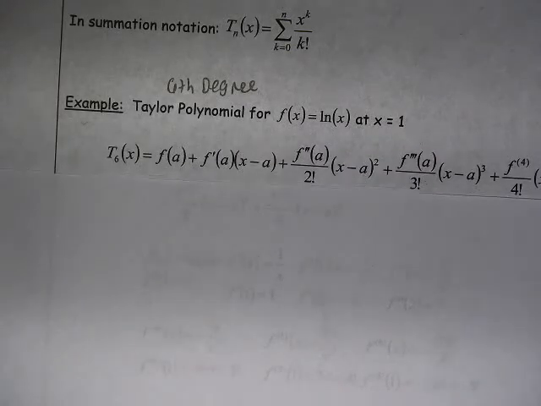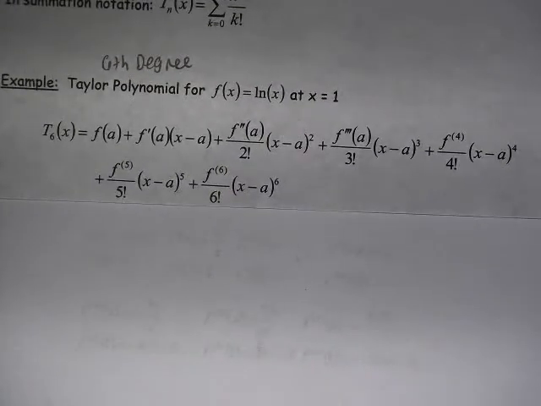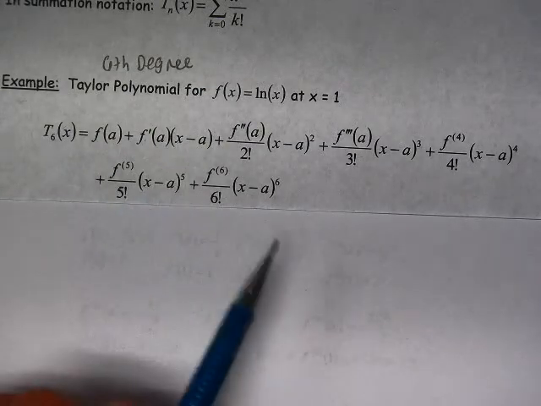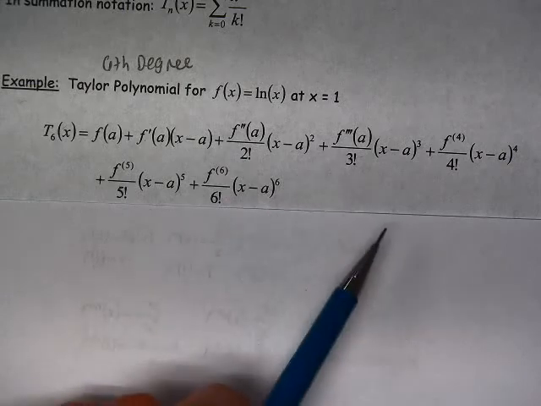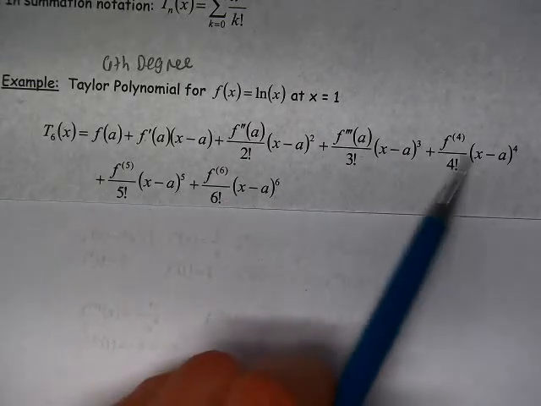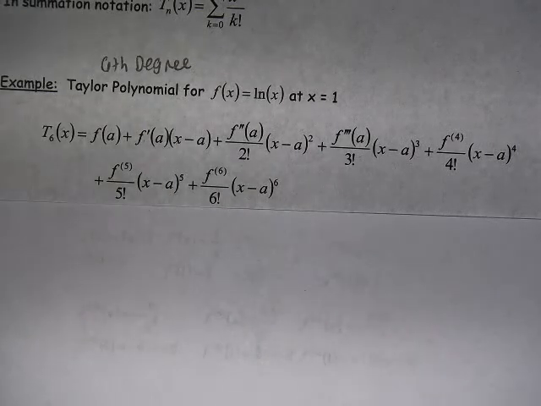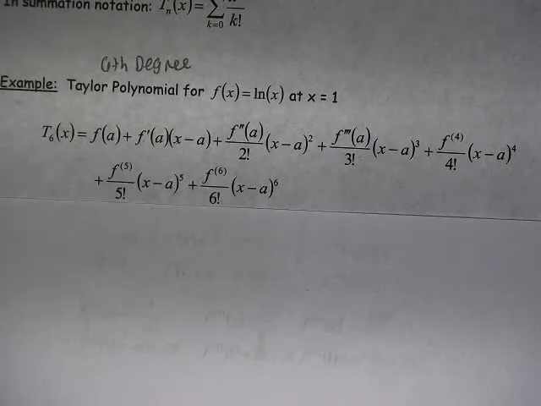All right, so we know that it's going to take this general form. A lot of terms in this one. f of a, f prime of a times x minus a, f double prime of a over 2 factorial times x minus a squared, f triple prime of a over 3 factorial times x minus a cubed, all the way up to the sixth derivative over 6 factorial times x minus a to the sixth. All right, so I need lots of derivatives. I need the first 6 derivatives of ln of x.